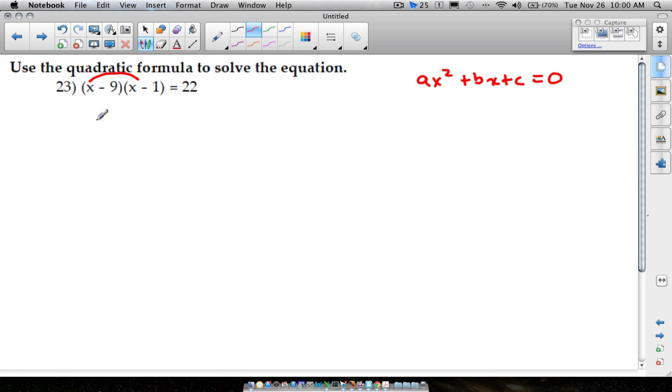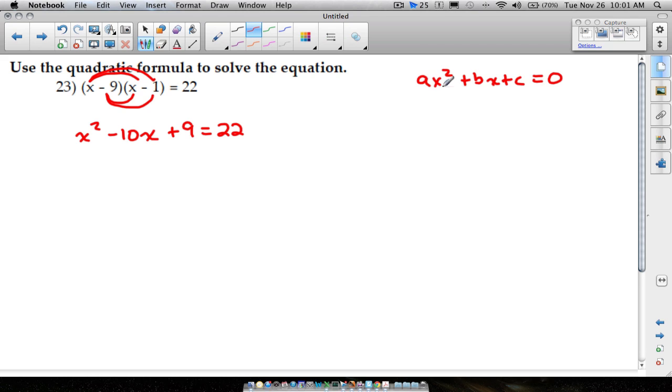Let's take x times x. We have x squared. Speeding up this process a little bit, that's minus 1x and that's minus 9x, so therefore we have minus 10x when we combine those two things that I just said. And then the negative 9 times the negative 1, that's positive 9. This is equal to 22.